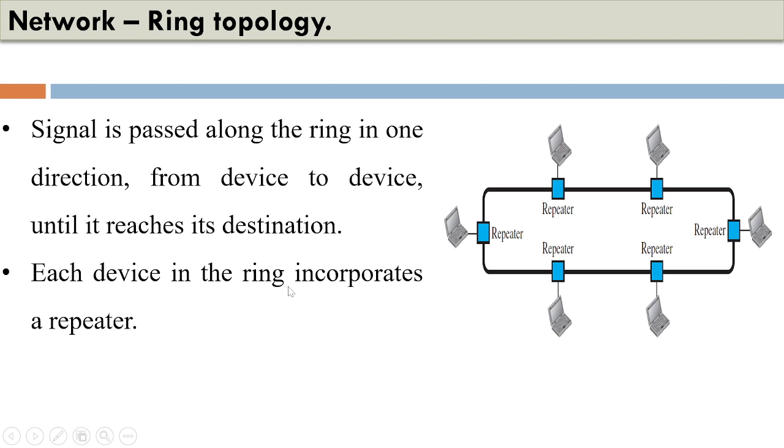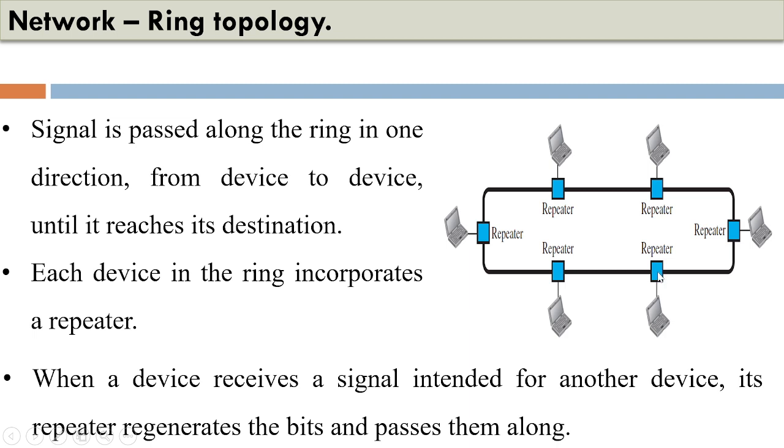Now, a signal is passed in this ring only in one direction. It is unidirectional, from device to device until it reaches the destination. Now, suppose one of the nodes tries to send information to another node. When the information is passed to a node which is not intended to receive the data, this repeater will repeat the incoming signal for the next one. And if again the next node is not the intended recipient, then again the repeater will repeat the signal, and ultimately the signal will be received by the intended recipient.